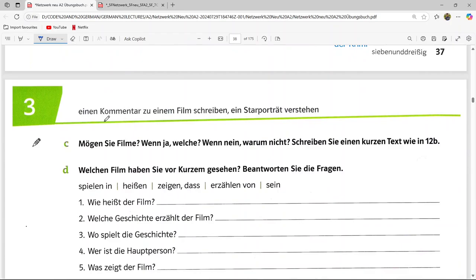Mögen Sie Filme? Wenn ja, welche? Wenn nein, warum nicht? Okay, so do you like films? When yes, which? When no, why not? Schreiben Sie einen kurzen Text. So write a small text. Okay, so let us write.